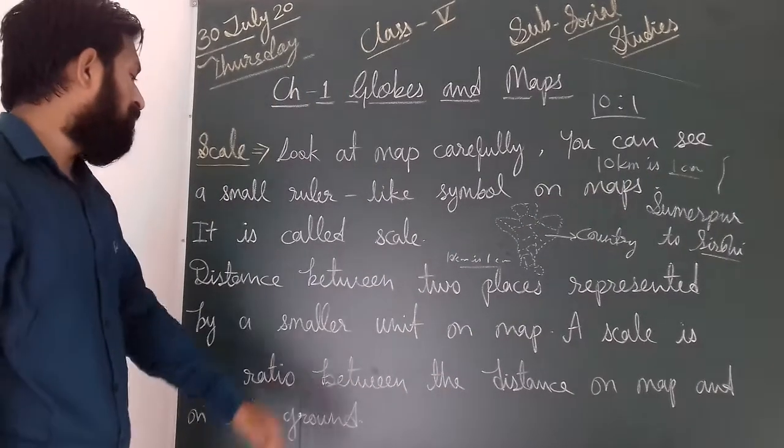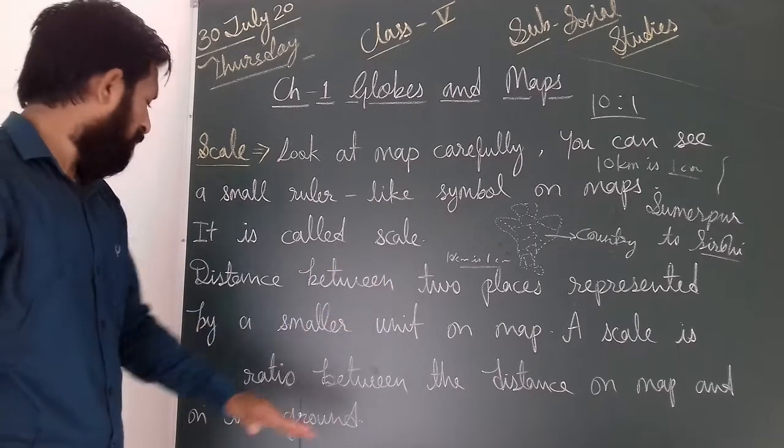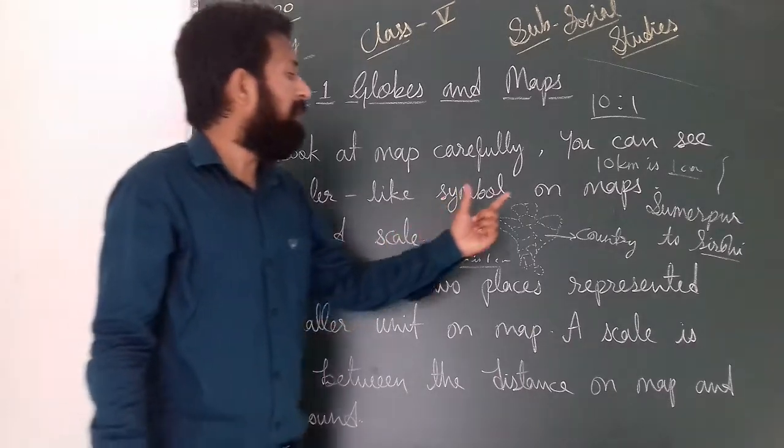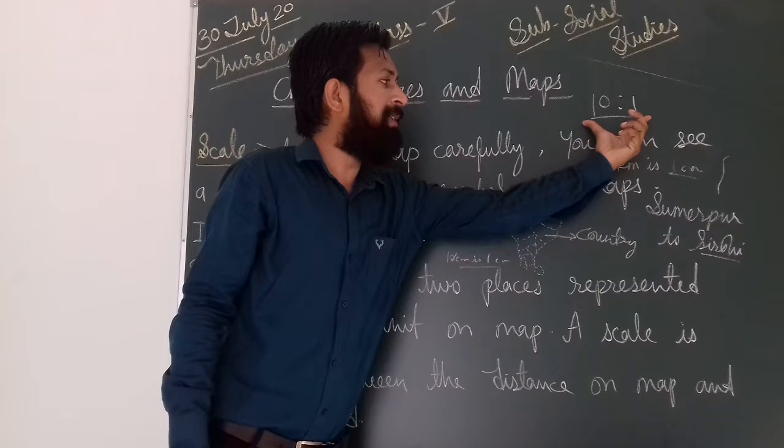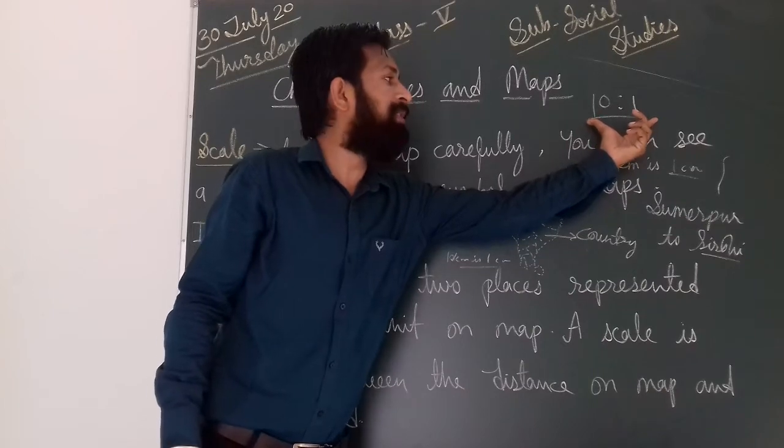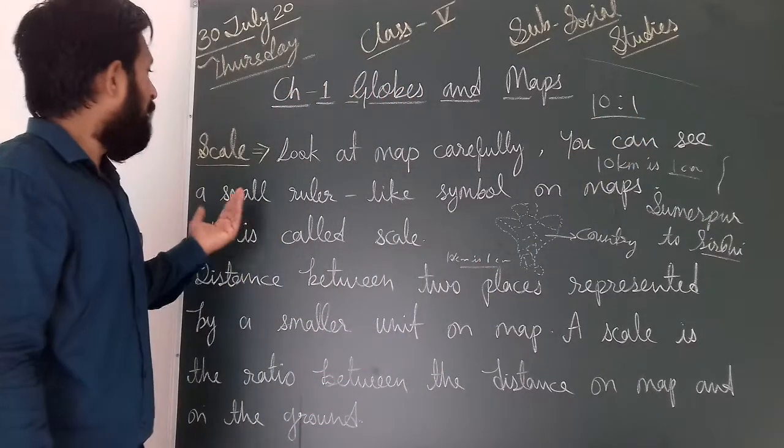A scale is the ratio between the distance on the map and on the ground. Like if the actual distance is 10 km, then the scale is 1 centimeter, and 10 is to 1 is the ratio here. That is all about scale.